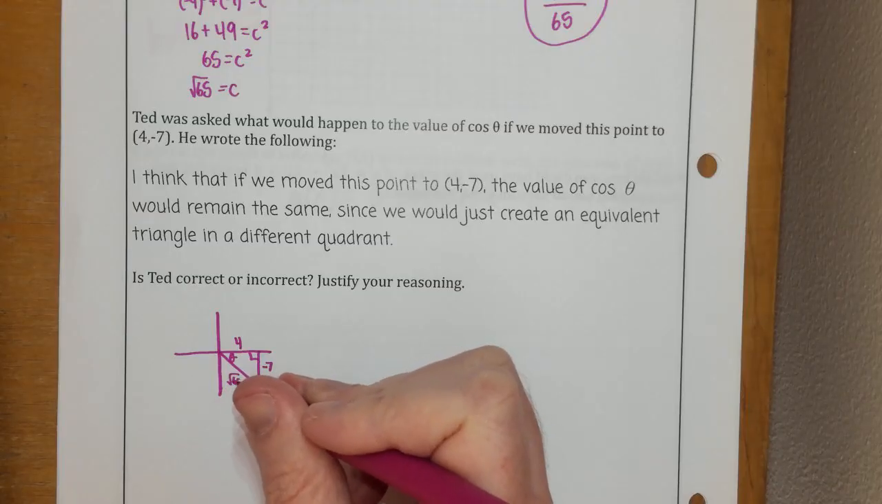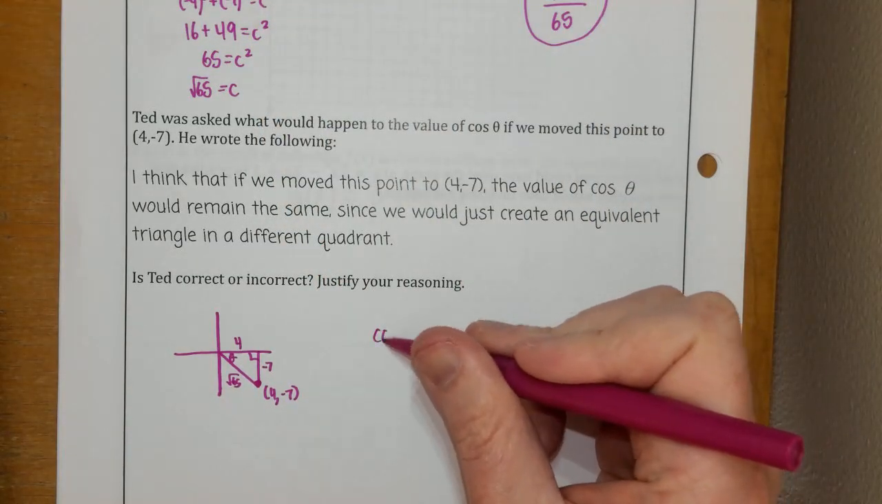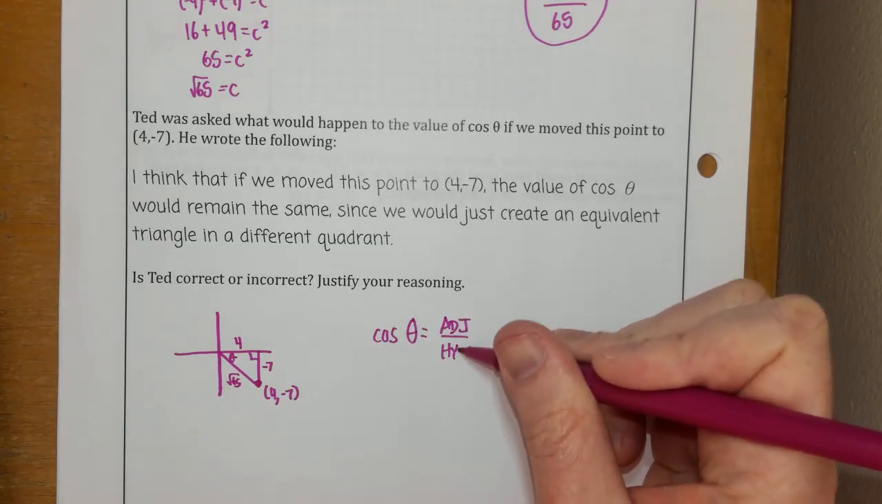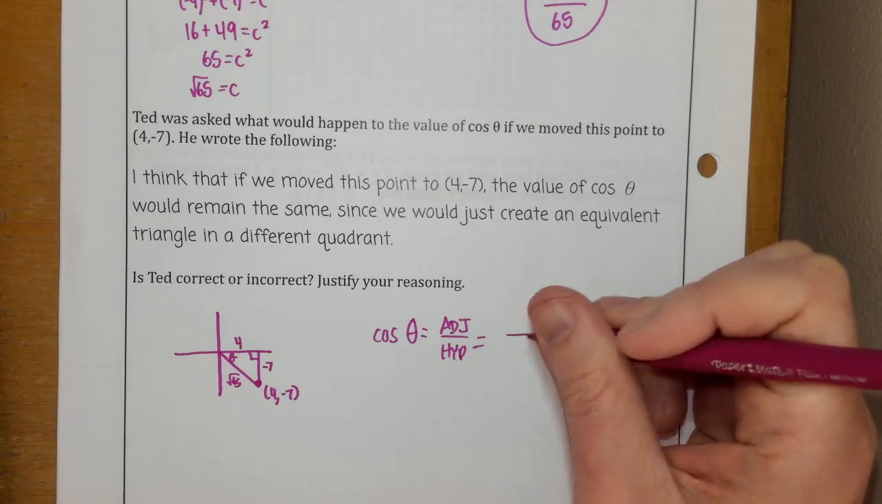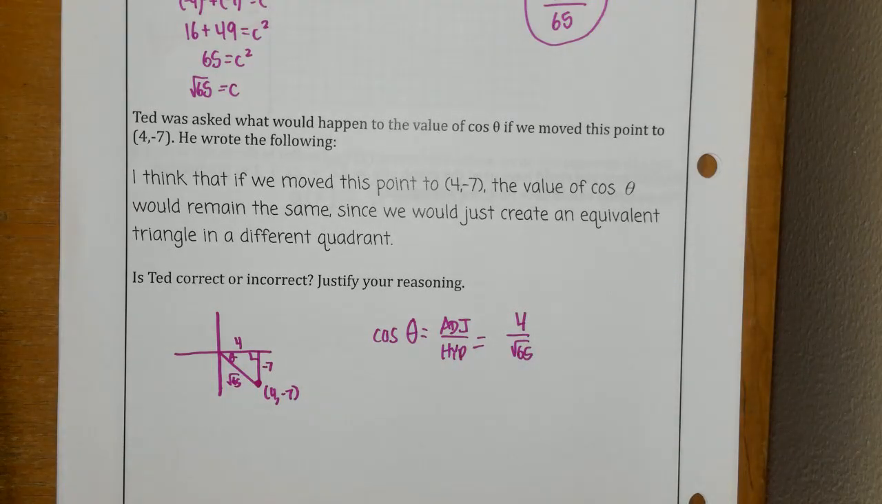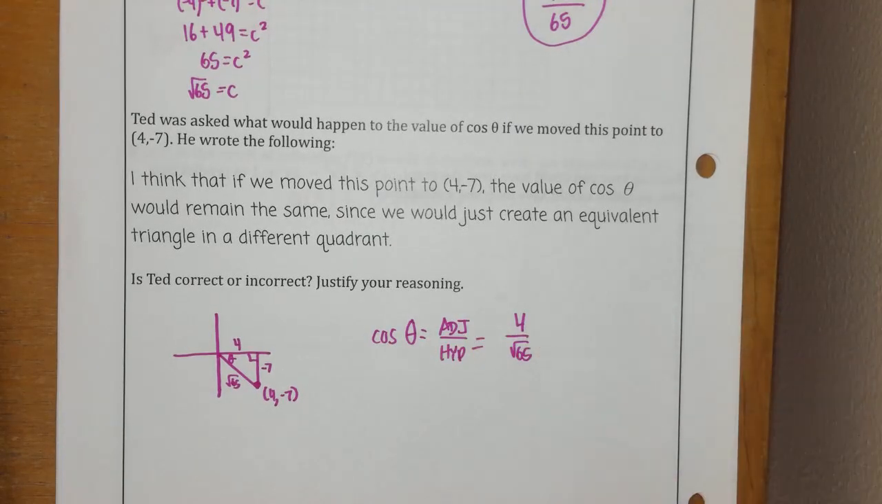This is still going to be radical 65, just like this one was. Cosine of theta is adjacent over hypotenuse. So we're going to end up with a very similar looking answer, but think about it. This 4 went to the right instead of the left. So now this 4 is not negative. Our entire cosine answer is not negative anymore. And that's because in quadrant 4, cosine is positive.